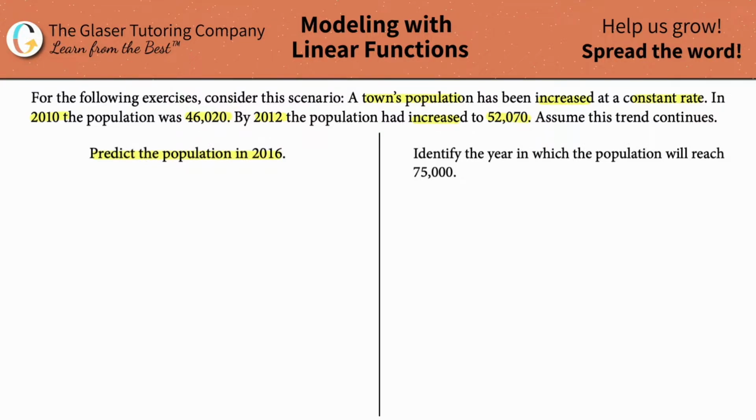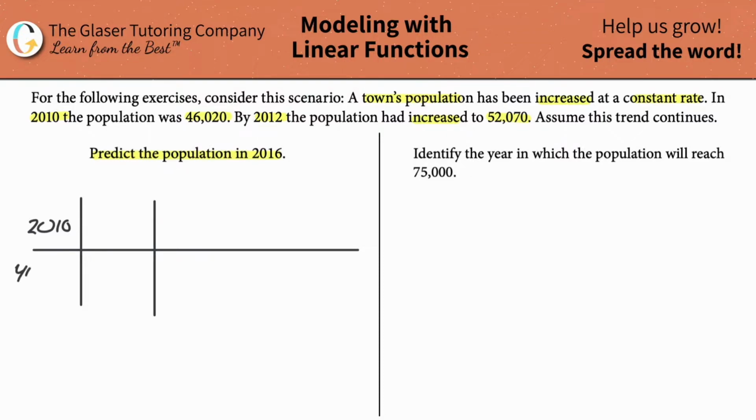Imagine you create a little table for yourself. Imagine we have the year on the top. It doesn't really matter. Let's say we're starting in 2010, and the population is starting with 46,020. Let's now say in 2012, maybe I'll leave a year separation here, the population has now increased to 52,070.